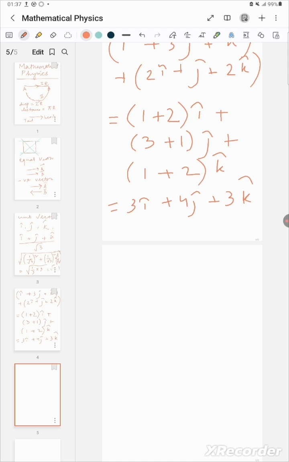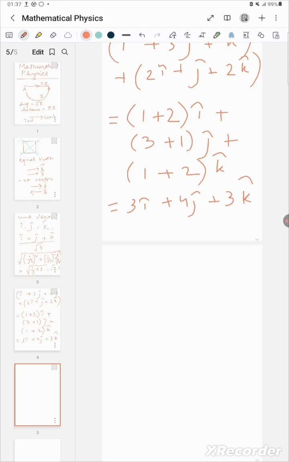For subtraction of two vectors, the same rule follows. Just keep subtracting the coefficients of i cap, j cap and k cap for the two vectors. Now coming to the product of vectors. There are two types of products in vectors. One is the scalar product, called the dot product. Another is the vector product, which is the cross product.